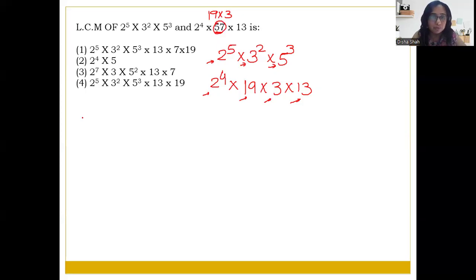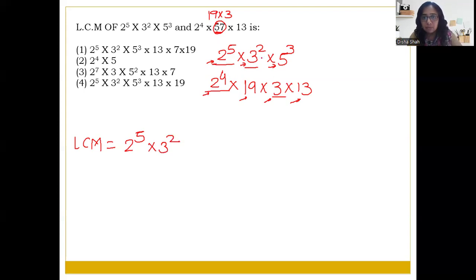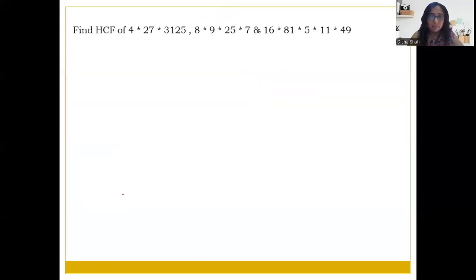Now how to find LCM? 2 raised to 5, 2 raised to 4, so we have to take 2 raised to 5. 3 square and 3, so take 3 square. 5 cube is only here, so that has to be taken. Put in everything else, put 19, put 13. So option number 4 is the correct answer. Next, find HCF of this.